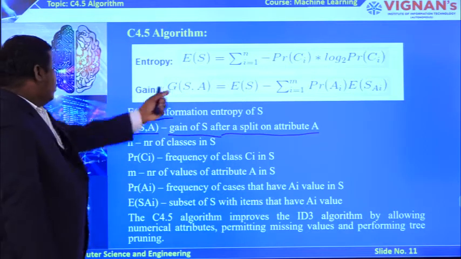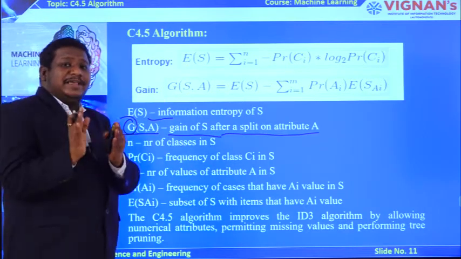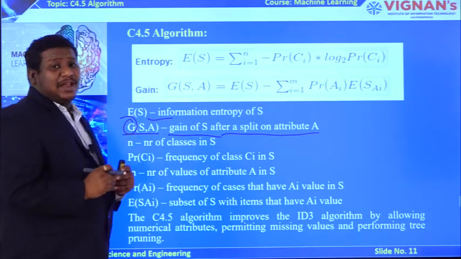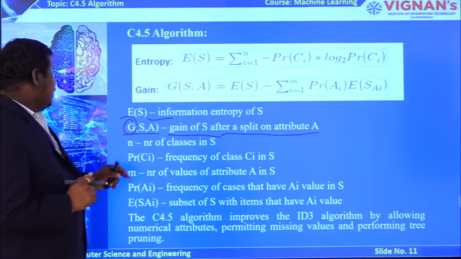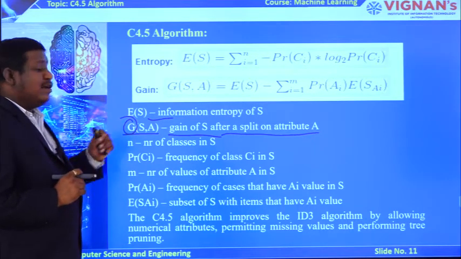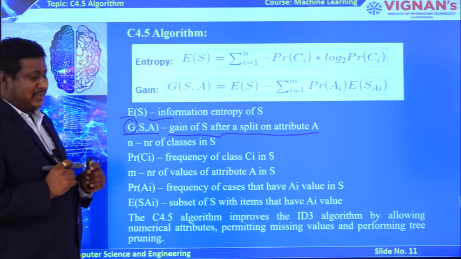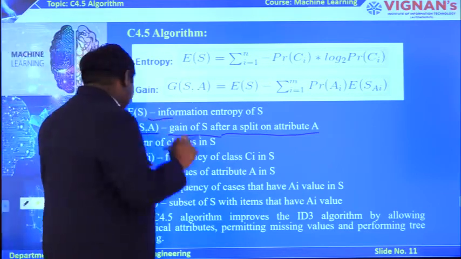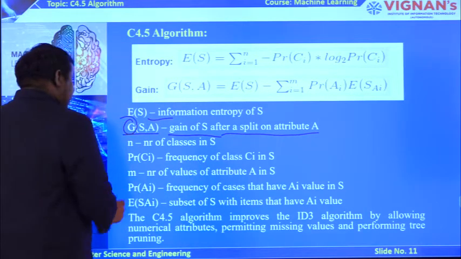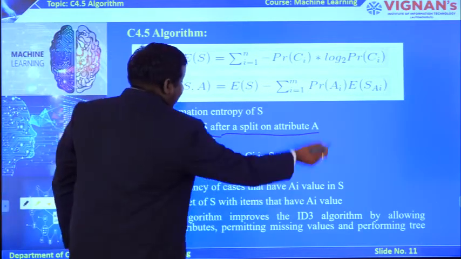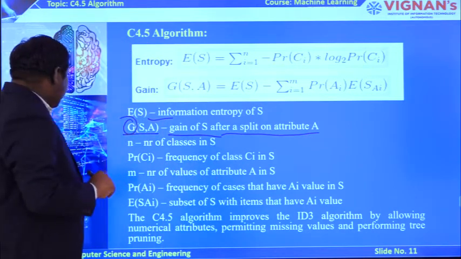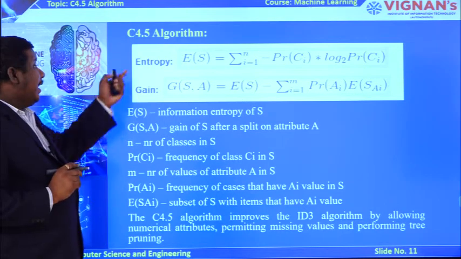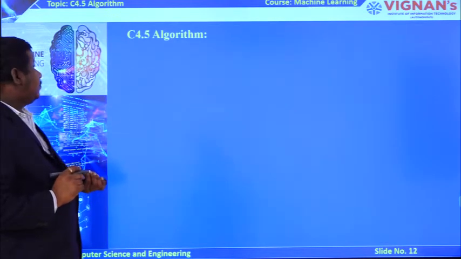Coming to the N, so number of classes in S. We took already S as a class. So, how many number of elements are there in this class S can be represented with N. Similarly, probability of Ci will give you the frequency of class Ci in S. Similarly, M will give you the number of values of attribute A in S. Similarly, S of A is the subset of S with items that have A value. So, by using all these feature values, you are going to calculate the information gain and entropy of the attribute.